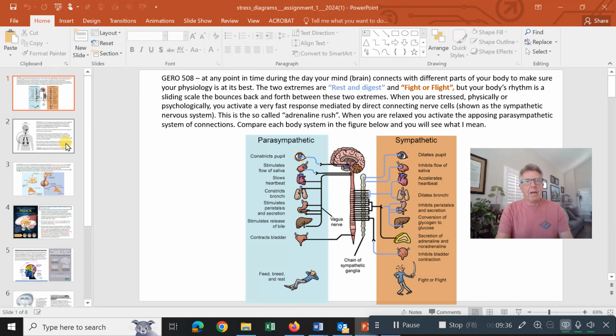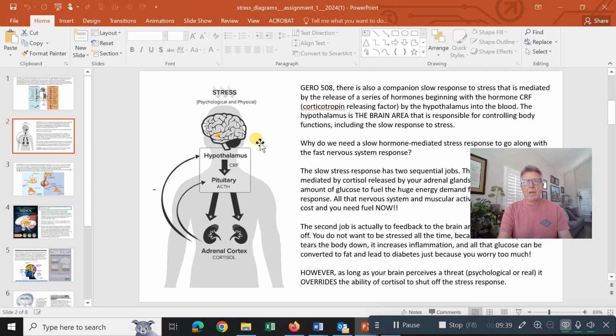Awesome. Okay, so let's go to slide number 2, okay? All right, so we see, I'll move my face out of the way here in a second, but we see the second companion system. That was all hardwired.